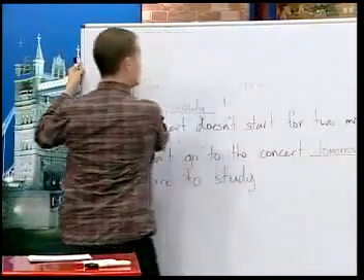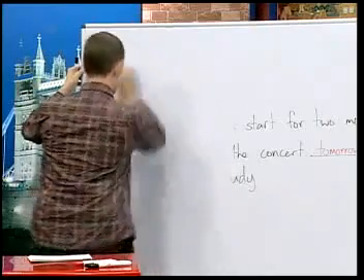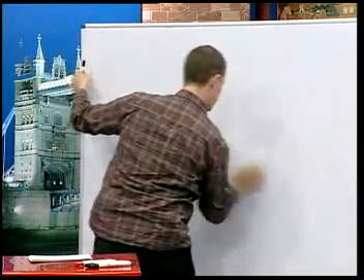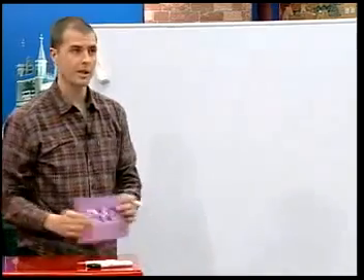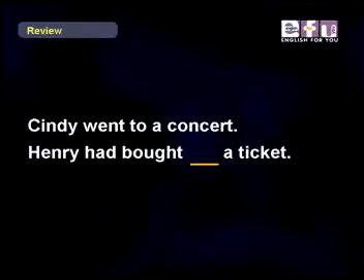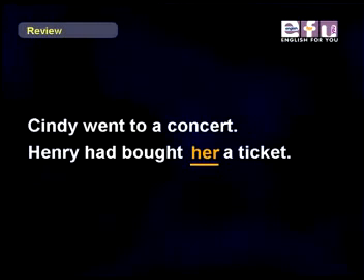So let's take this off the board. And the first one will be for Monica. You can go first this time. Cindy went to a concert. Henry had bought a ticket. That's simple. Cindy went to a concert. Henry had bought her a ticket. Good. Her. Cindy went to a concert. Henry had bought her a ticket.